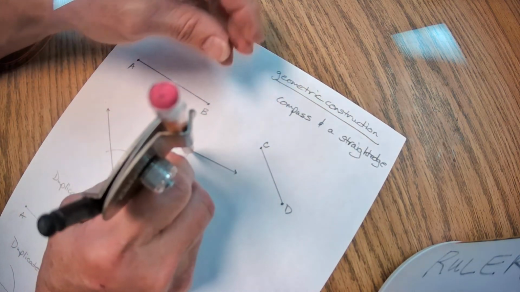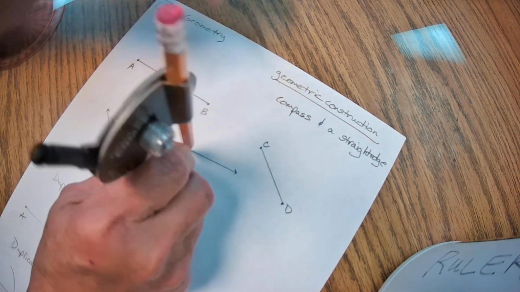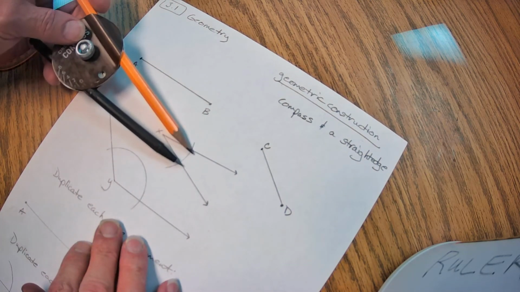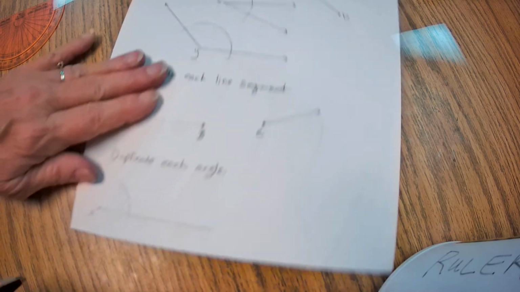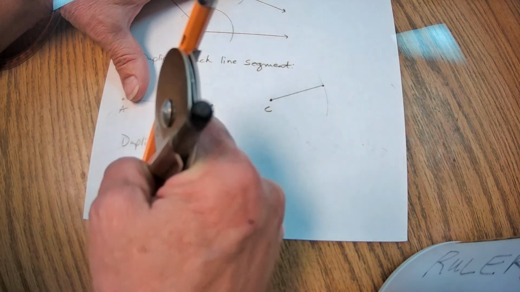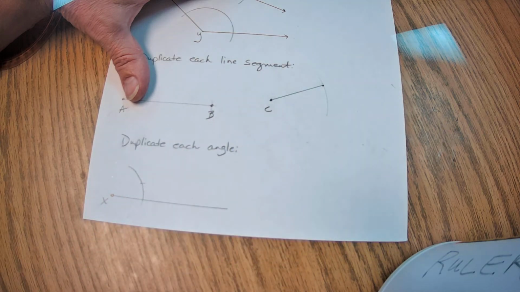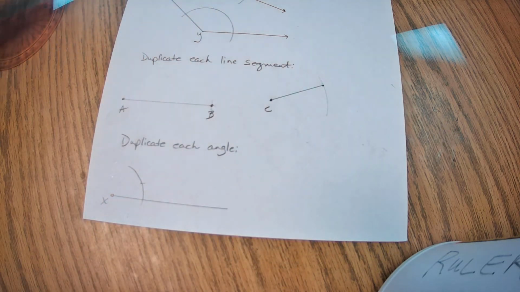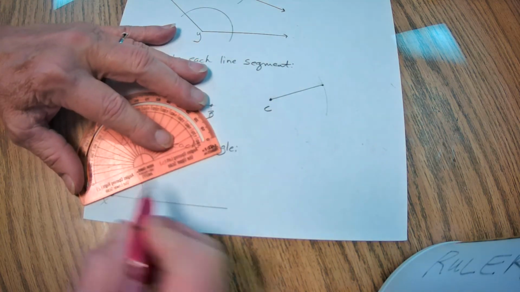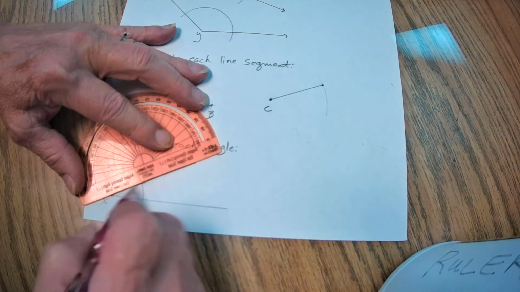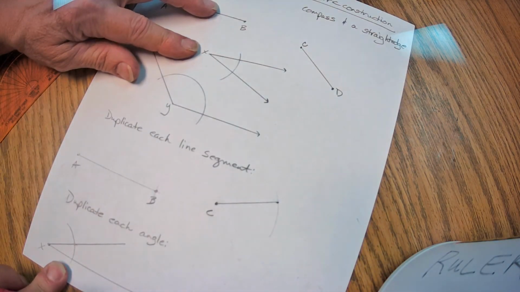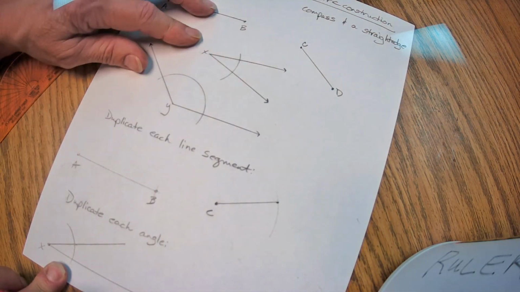Well, you can't really see what I'm doing. Okay, so I'm going to measure that opening right there. Come down here, swing an arc so it intersects right there. And the reason you do that is so that now I can connect this intersection with the vertex, and I have duplicated this angle right here.